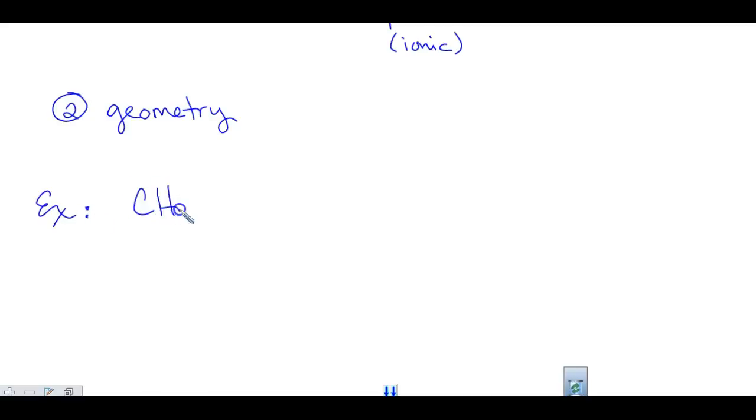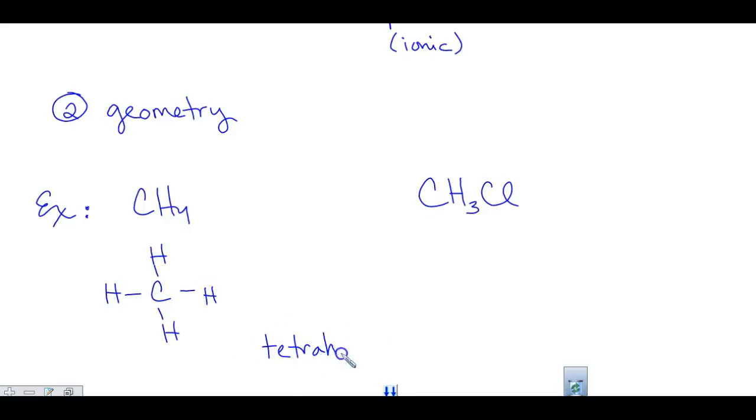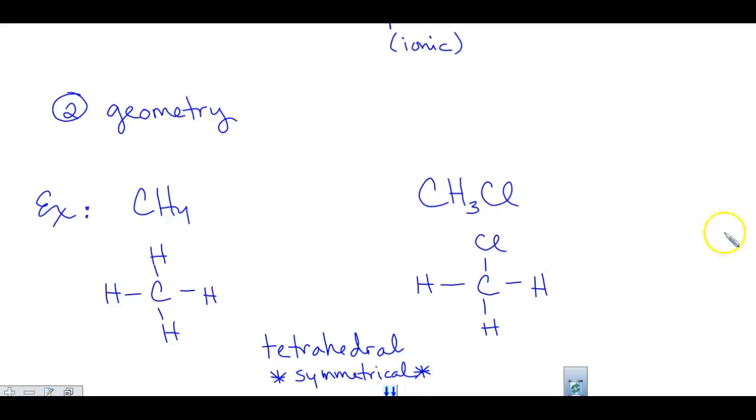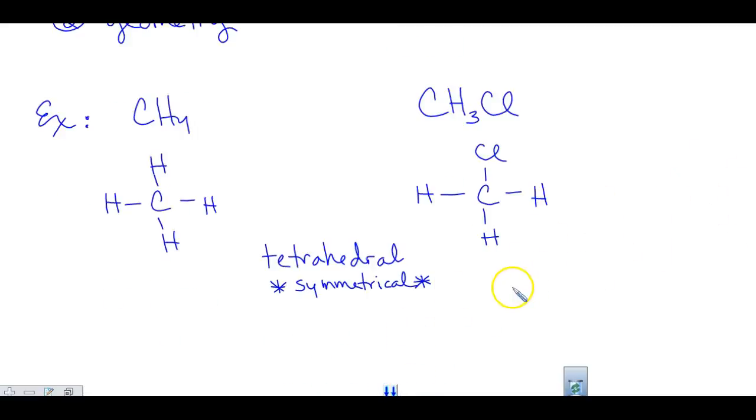Alright, so CH4, better known as methane, versus CH3Cl. If we draw the Lewis structure for these, we will see that they both have tetrahedral geometry. Okay, so they're the same shape. This is one of the symmetrical shapes, and I gave those in my class a list of the symmetrical shapes.